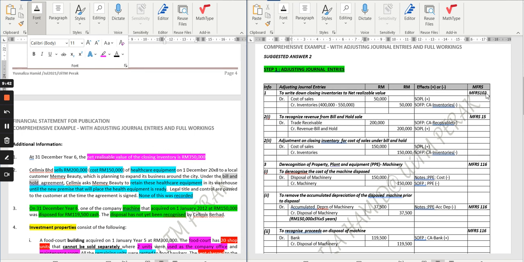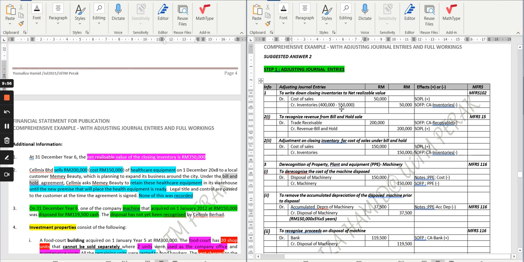This is from MFRS 102, debit cost of sales that will appear in your SOPL. You need to go and add to your SOPL. Credit inventories, you need to go and adjust the 50,000, which is 400,000 minus 350,000. So you have 50,000 that has to be credited to the inventories account. So that has to be adjusted in your SOFP later.